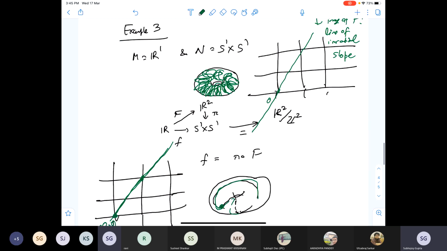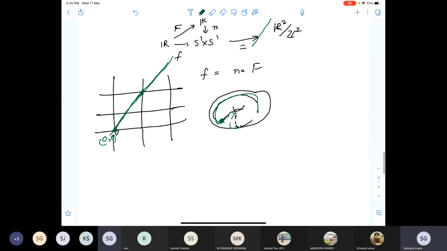So this is an immersion. Let me just conclude this example. It's an immersion, by the way, because again you'll be going along at constant velocity, at least non-zero velocities. There's an immersion whose image is dense in S1 cross S1.